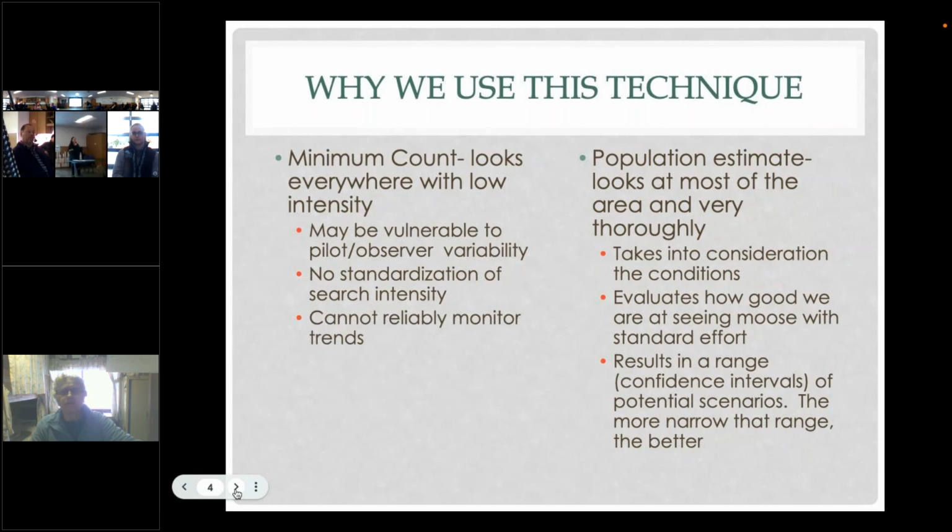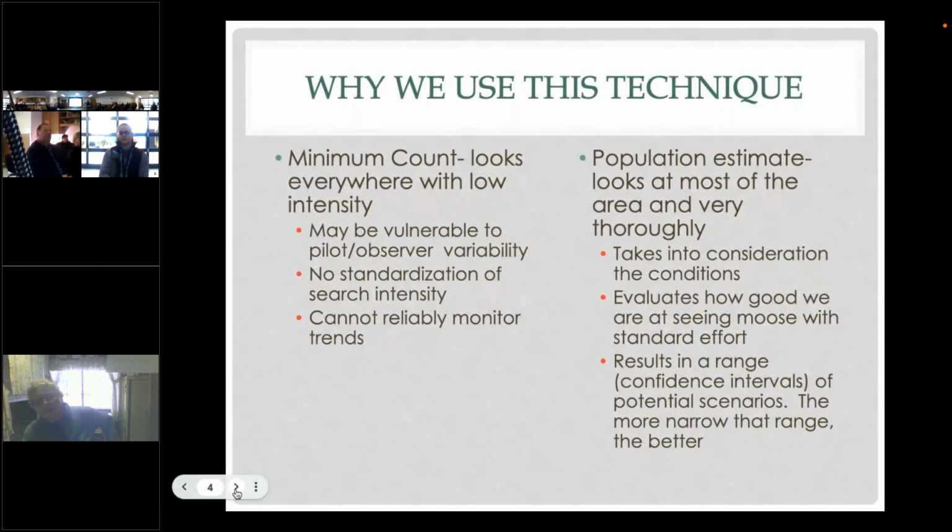It doesn't allow us to reliably monitor trends because when you're flying a minimum count and you're not seeing moose, you start looking harder. And so then you start finding more moose because you're looking harder. Conversely, if you're seeing a whole lot of moose, you feel good about the fact that you're seeing moose. You're like, hey, we're doing a good job. There's moose everywhere. You're not looking as hard, and so you don't see as many moose as are really there. And so what happens is it masks the trend in both directions.